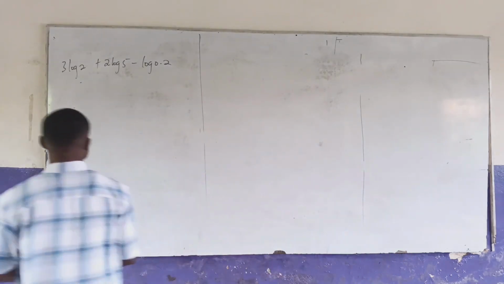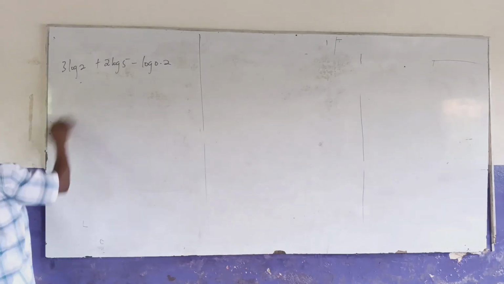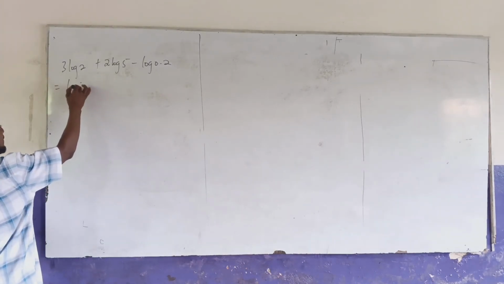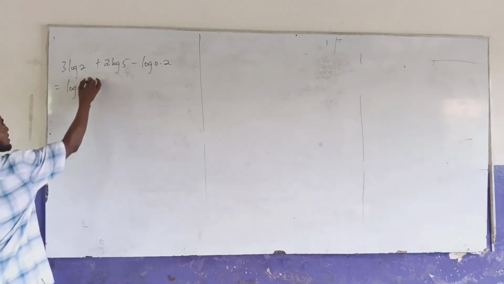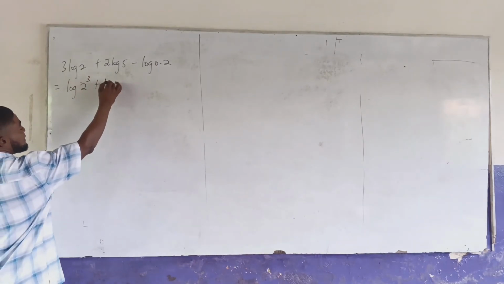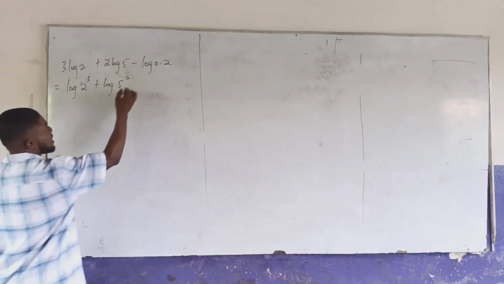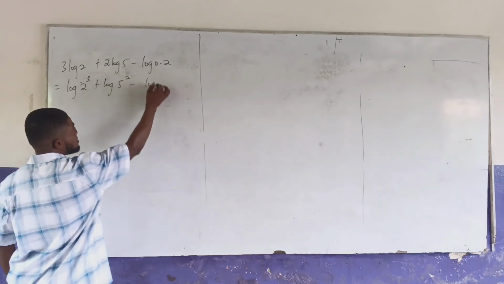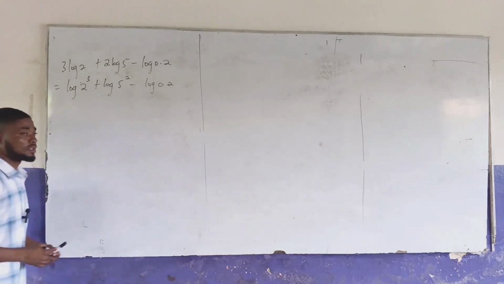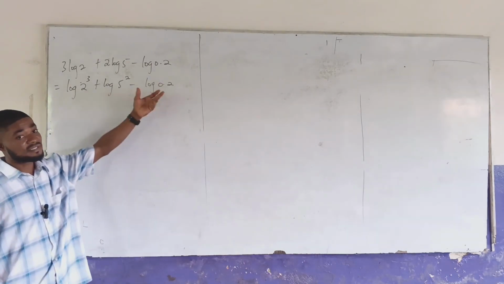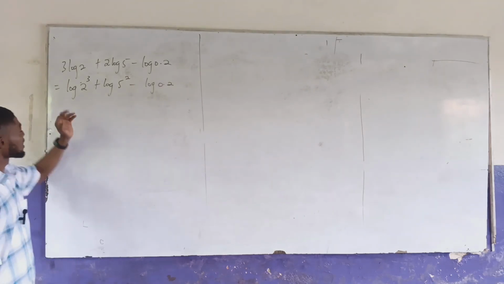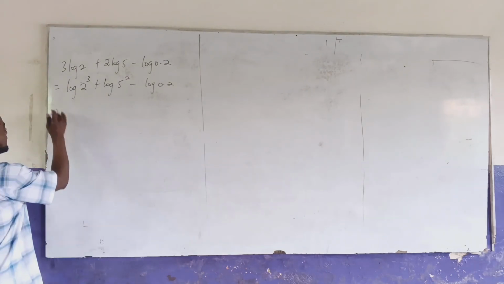So quickly, we apply the laws of logarithm. This can be written as log 2 exponent 3 plus log 5 exponent 2. Then this is minus log 0.2. So we don't work on this, we can leave it like this for now. Now we look at this again.